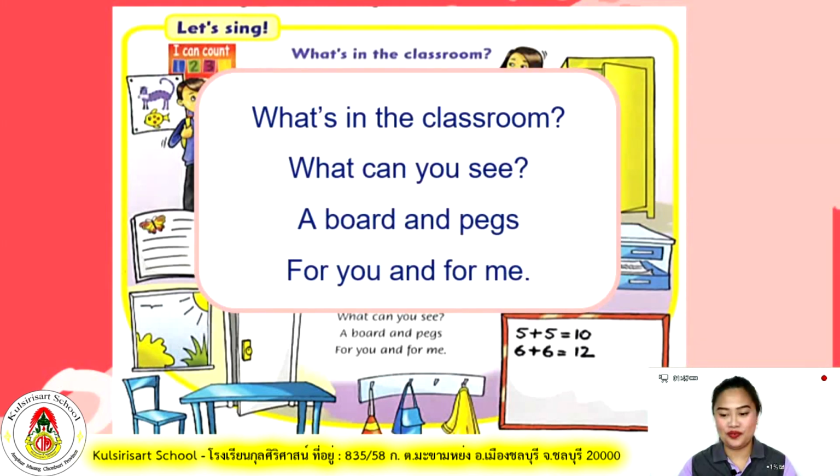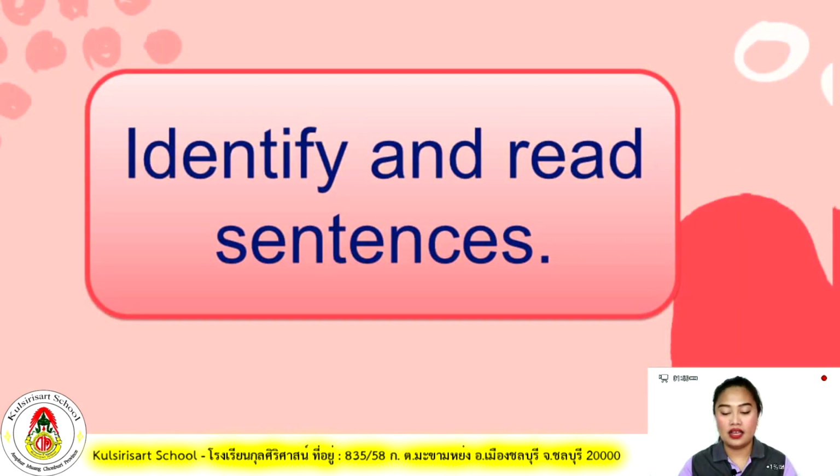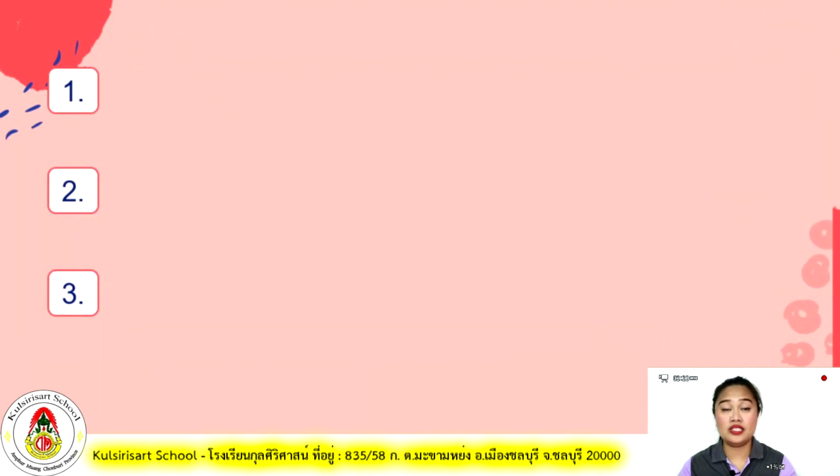Okay, now let's move on to our next slide. This time we will be doing identify and read sentences. Okay, as you remember, we have learned earlier some vocabulary words. Now this time we will identify the vocabulary words or the objects we have discussed earlier. And then after that, we will be reading each sentence. Now we have here numbers 1, 2, 3. Okay, number 1. What do you think is the picture number 1?